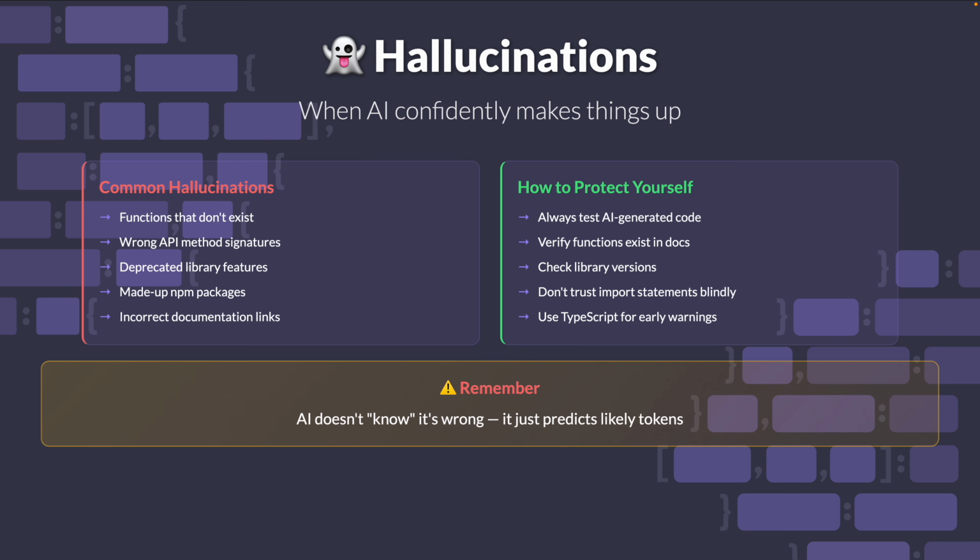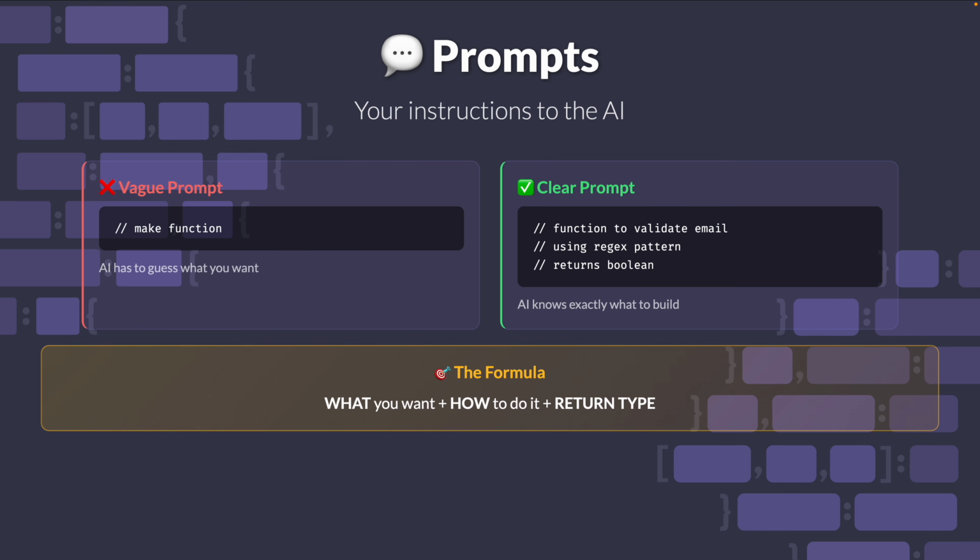Sometimes those predictions are spot on and sometimes they're completely made up. This is why you should always verify AI suggestions. Don't just accept code blindly. You need to test it, check the documentation, and make sure all the functions actually exist.